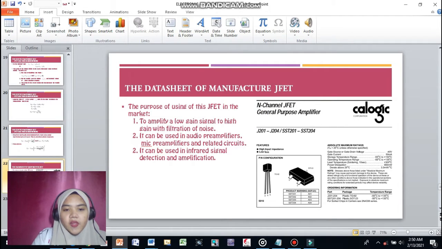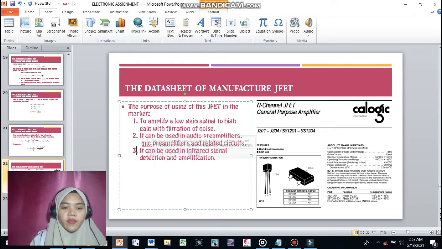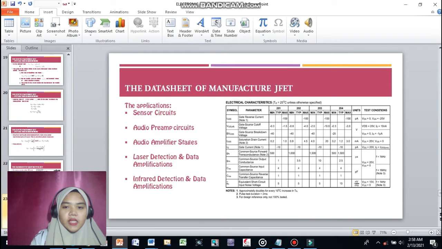Also, it can be used in audio preamplifiers, mic preamplifiers, and related circuits. Moreover, it can be used in infrared signal detection and amplification. The applications of this JFET are sensor circuits, audio preamplifier circuits, audio amplifier stages, laser detection and data amplification, and lastly infrared detection and data amplification.